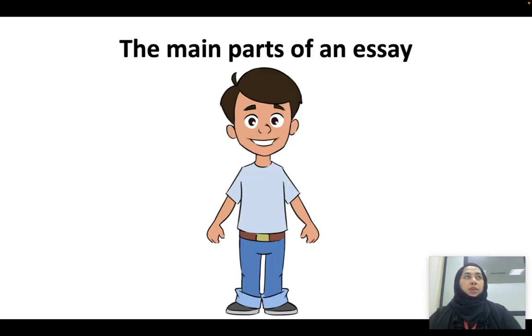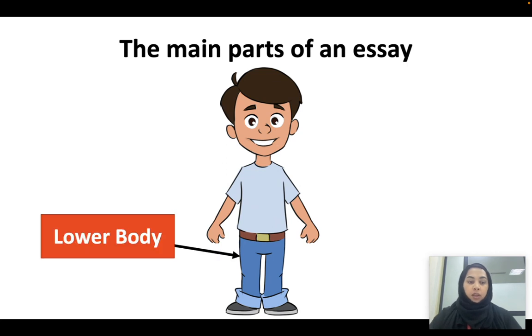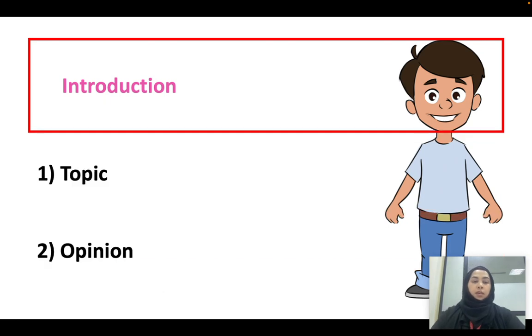So let's imagine our essays to be a human body. There's a head, an upper body, lower body, and shoes. Our essays are the same. They all have heads, which is the introduction. And then there's body one, which is the upper body, body two, which is the lower body, and the shoes, which is the conclusion. It's very important. Nobody walks around without shoes.